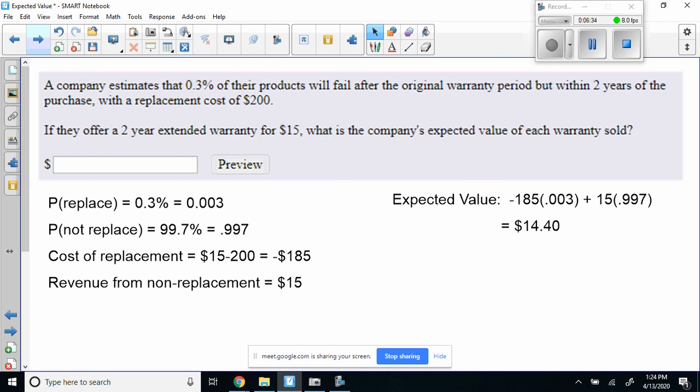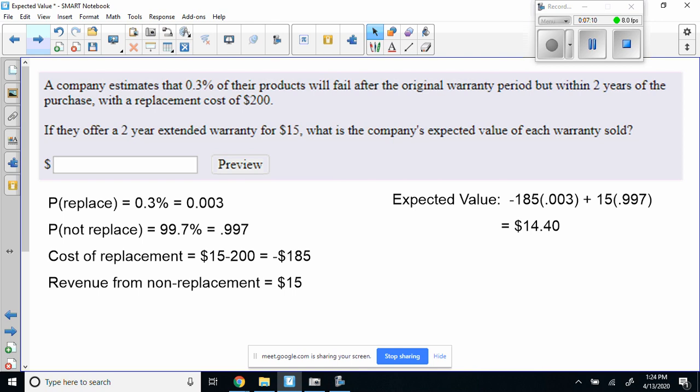A company estimates 0.3% of their products will fail after the original warranty period, but within 2 years of the purchase, with a replacement cost of $200, right? So 0.3% of the products that they sell will fail within 2 years. And their replacement cost is $200. Now, if they offer a 2-year extended warranty for $15, what's the company's expected value of each warranty sold?